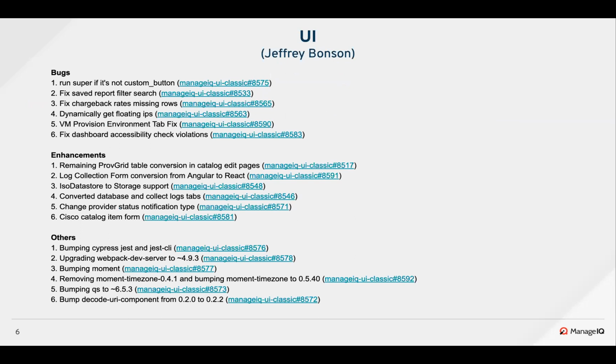Hi. In this sprint, 18 PRs got merged in the UI Classic repo, out of which 6 are bugs, 6 are enhancements, and 6 others. I can explain about them in the following slides.